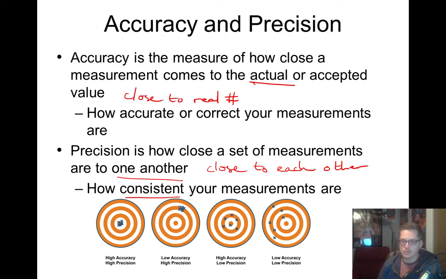So these measurements are all close to one another, but they're not close to the accepted value, which is the bullseye. In this case, you have high accuracy because the average of all of these values would average out to the bullseye or very close to it. But your precision is very low because they weren't very close to one another. And then finally, this one is low precision and low accuracy. They're spread out, so they're not close to each other, and they're not very close to the bullseye, nor will they average out to be the bullseye.